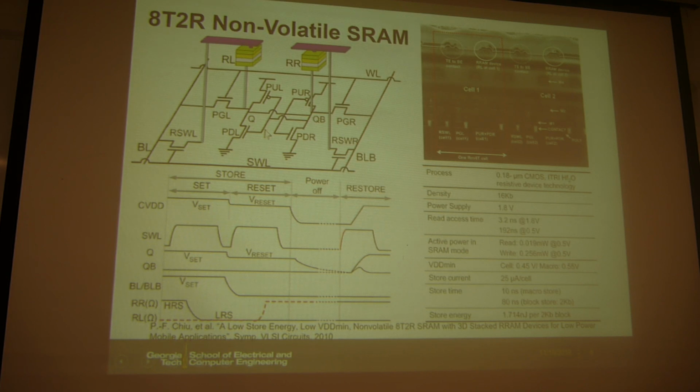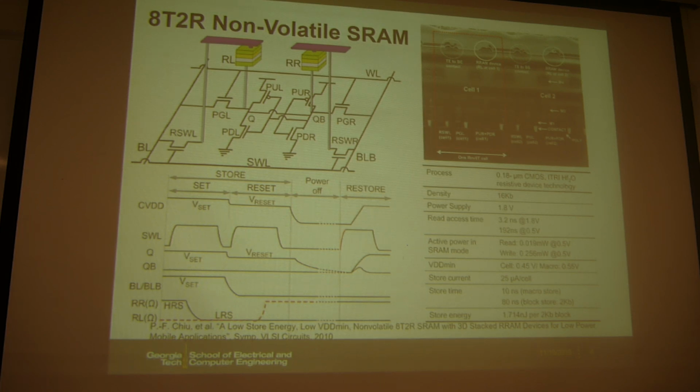Sorry, Professor, the process is 0.18 micrometer, yes. And hafnium monoxide RRAM? Yes. Oh, okay. This chip, yeah, is 180 nanometer CMOS and hafnium oxide RRAM. Isn't it a 2 after the 0? Yeah, this is a typo, I think.